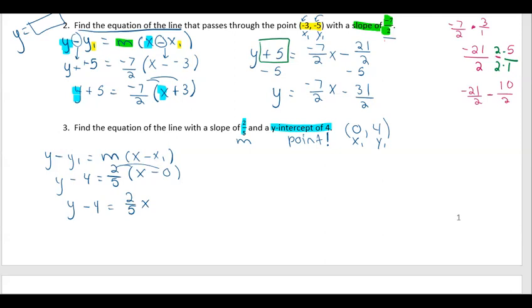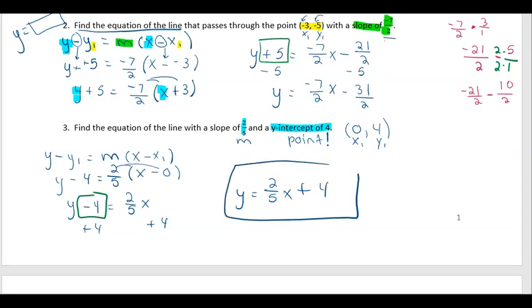We need to get y by itself. So in order to get y by itself, we need to move this minus 4. We can move the minus 4 by adding 4 to both sides. So that will leave us with y equals 2/5 x. The 4 doesn't have an x on it, so we're just going to tack it on the back because it's not a like term. So that becomes our plus 4.